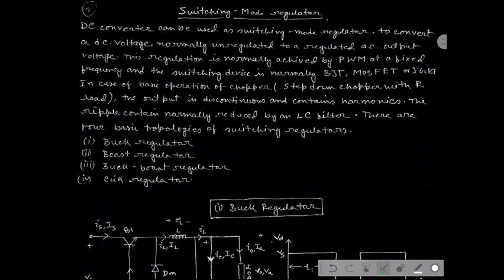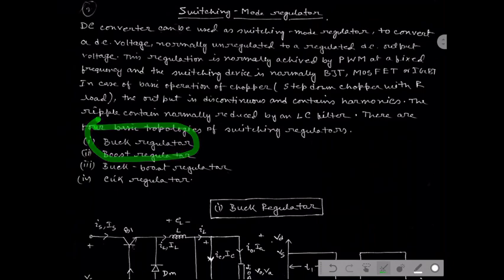In the basic operation of the chopper, the step down chopper with R load, the output voltage is discontinuous and it contains a huge amount of harmonics. This ripple content is normally reduced by an LC filter. There are four basic topologies normally used for switching regulators: buck regulator, boost regulator, buck boost regulator and Cuk regulator. Today we are going to describe the topic of the buck regulator.